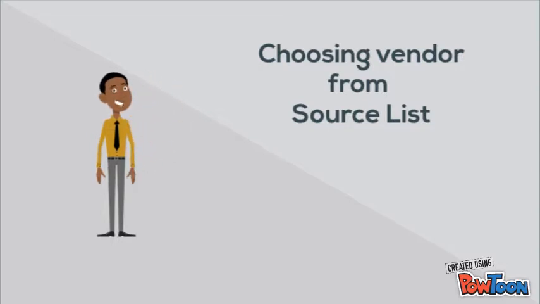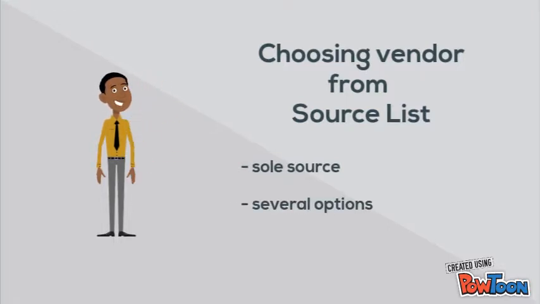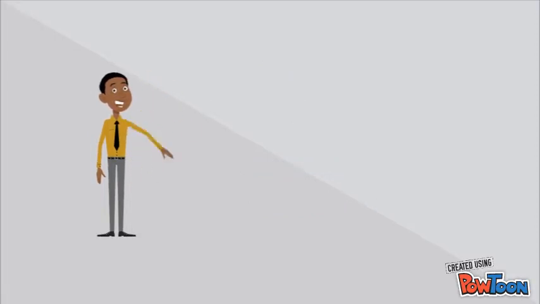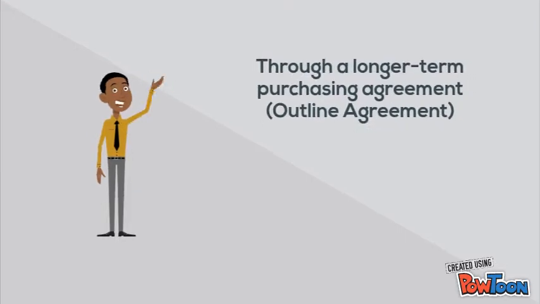If the list contains a sole source, the system will assign the vendor to the requisition. If several options exist, the system will display a list of vendors for you to choose from. If no source has been established, the system will revert to searching information records and outline agreements. Third, through a long-term purchasing agreement, also known as an outline agreement.